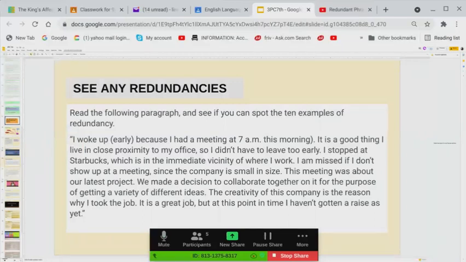So here I have a little worksheet activity right here. I need your assistance because this is riddled with redundancies. As I read the sentences, you tell me what seems to be a repetition of something that we saw before. We're going to put it in bold right here on this platform. The first sentence says, "I woke up early because I had a meeting at 7 a.m. this morning."